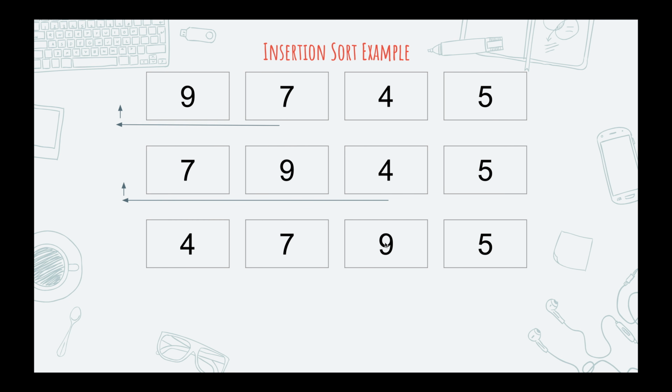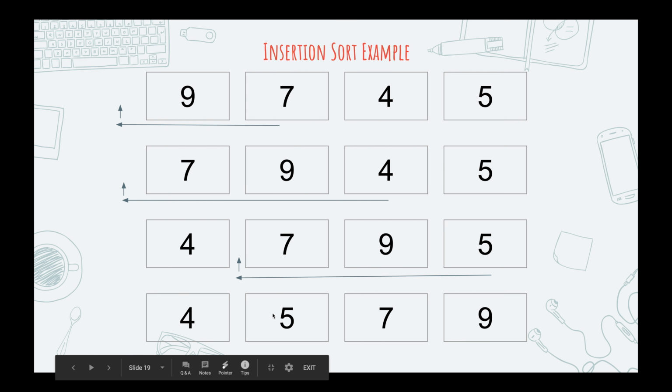So 5 is less than 9, so we can insert it right before 9. But let's keep on going. 5 is less than 7, so we can also insert it right before 7. But let's keep on going just to see if we can find a much better location. 4 is less than 5, so 5 is not less than 4. So we can't insert it before 4. So we have to insert it in between 4 and 7. And since that was our final element, we have our insertion sort algorithm done, and we have our sorted array done through our insertion sort algorithm.